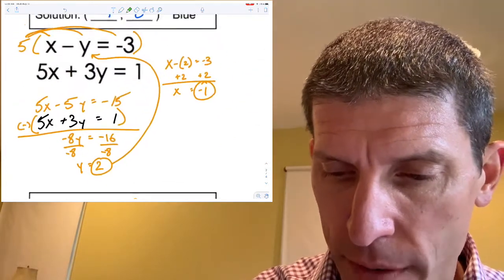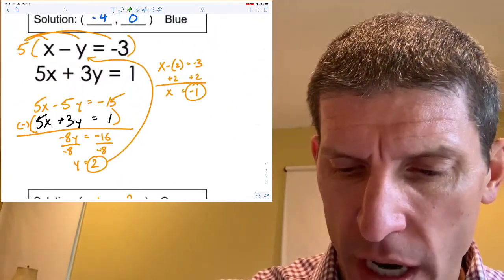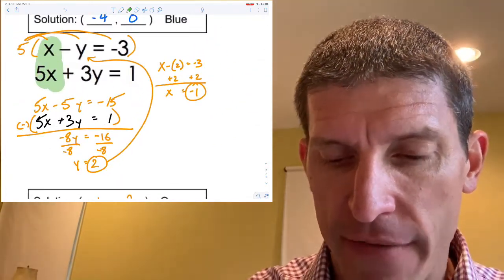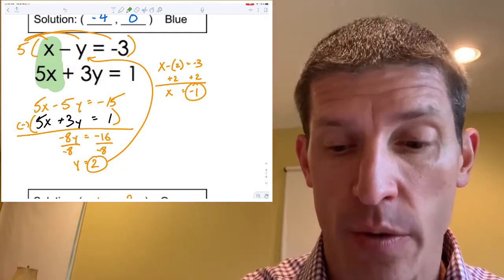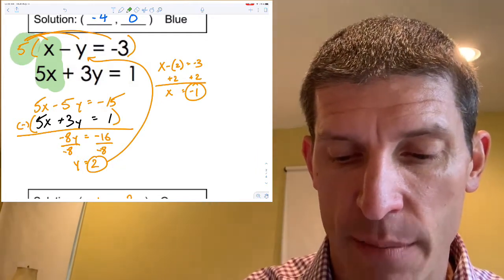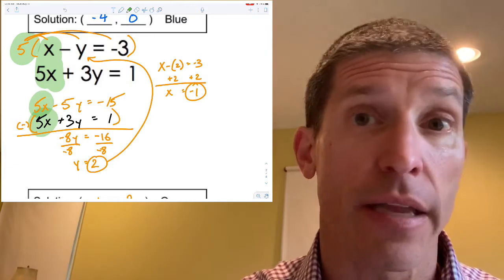I had another blue. I had an orange one. In the orange one, I decided that I had a 5x, but only a single x in the top equation. So I multiplied it by 5 to get myself 5x and 5x, and then I subtracted.